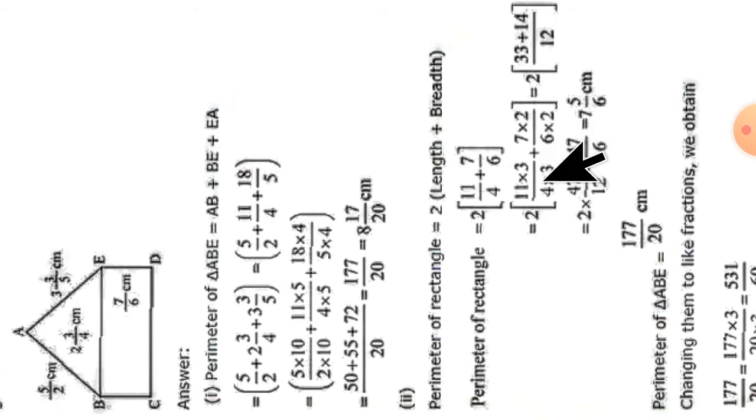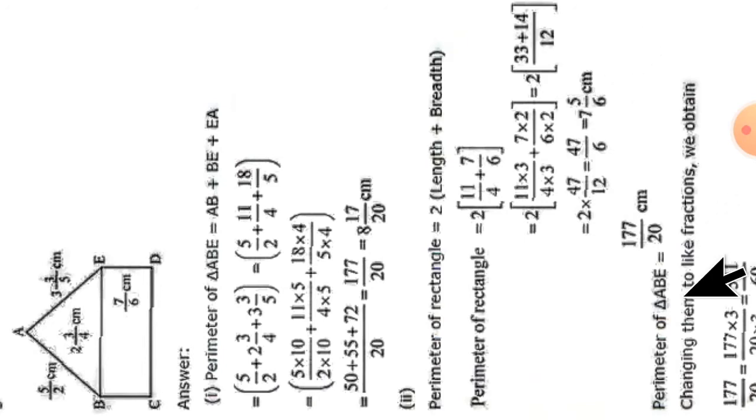So 4 threes are 12, 11 also multiplied by 3. 6 twos are 12, 7 also multiplied by 2, equal to 2 into 11 threes are 33 plus 7 twos are 14 upon 12 equal to 2 into 33 plus 14 is 47 upon 12. 2 ones are 2, 2 sixes are 12, so equal to 47 upon 6 equal to, divide 47 by 6, you will get 7 integer 5 upon 6 cm.